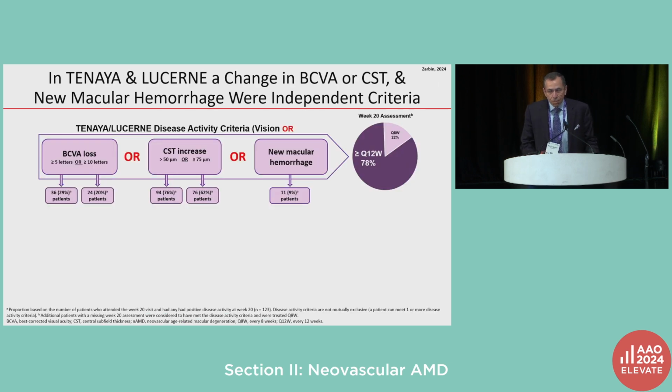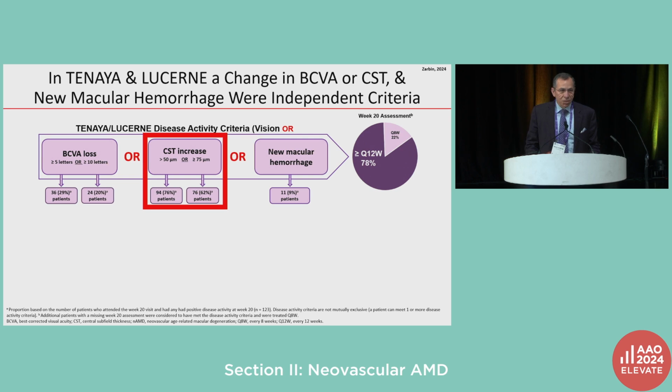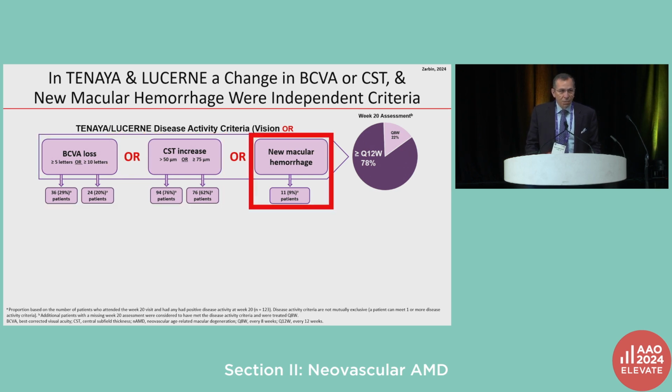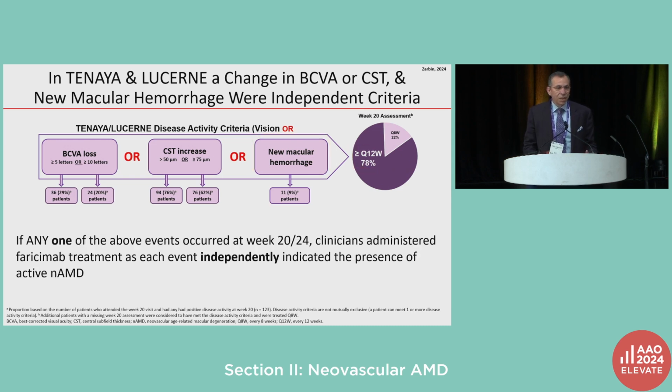Among the patients with active disease, about 70% of them had a change in the OCT, about a quarter of them change in vision, and about 10% of the new macular hemorrhage, which I think mirrors what we see in practice. But the point I want to make is that if any one of these events occurred, clinicians administered the faricimab because each event is independently indicating the presence of active disease.